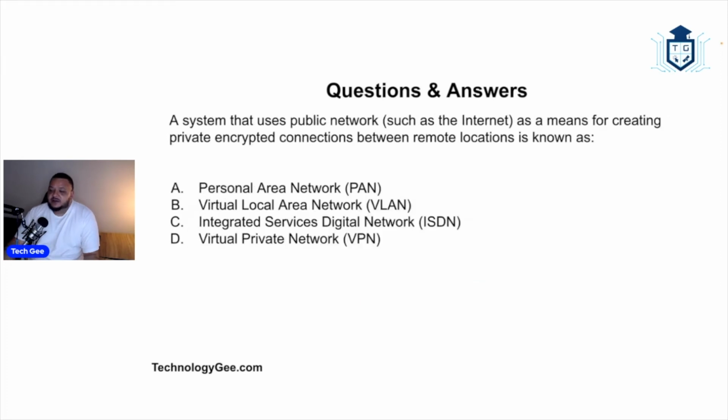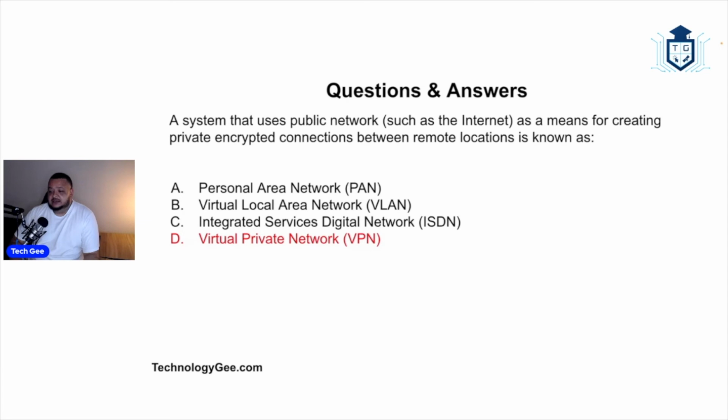A system that uses public networks such as the internet as a means for creating private encrypted connections between remote locations is known as what? Is this a personal area network, a virtual local area network, an integrated services digital network, or a virtual private network? It uses the public network, the internet, as a means for creating private encrypted connections between remote locations. This would be a VPN, a virtual private network. It is pushing encrypted information across an unencrypted medium such as the internet.